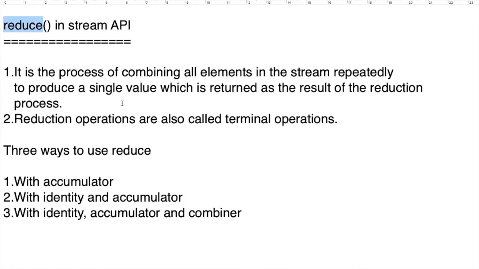Reduce in Stream API. It is the process of combining all elements in the stream repeatedly to produce a single value which is returned as the result of the reduction process. Reduction operations are also called terminal operations because they are always present at the end of the chain of stream methods. And there are three ways that we can use reduce function. The first one is with accumulator, second is with identity and accumulator, and the third one is with identity, accumulator and combiner. In this video, we are going to learn about each of these ways.